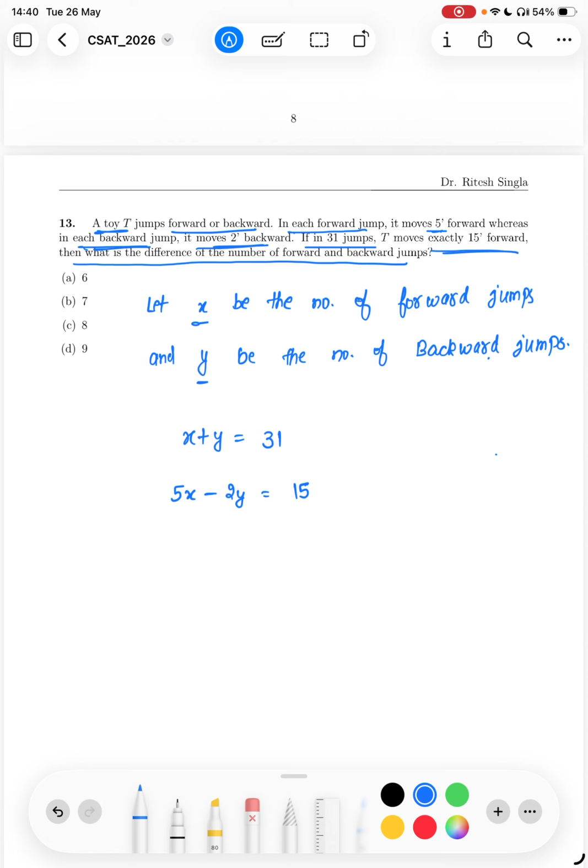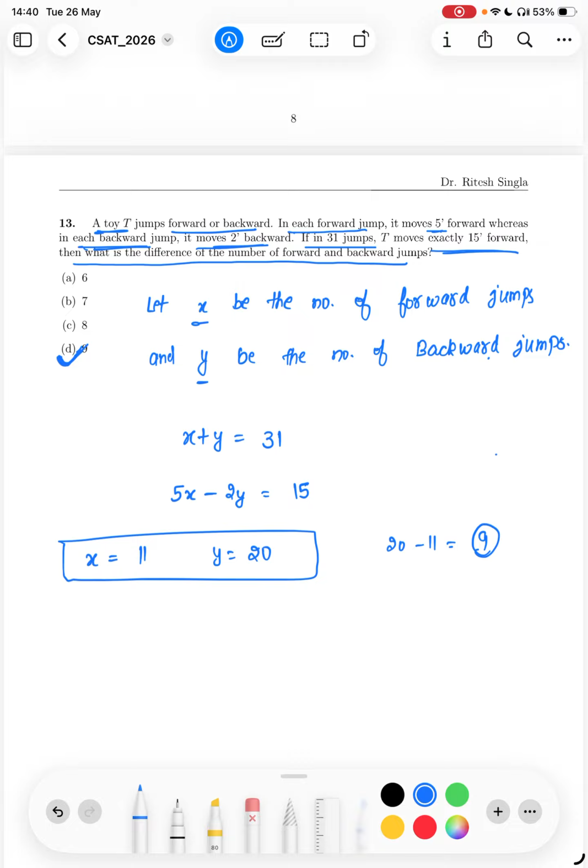Now you have two equations in two variables. You can solve it very easily by elimination, and you will get x equal to 11 and y equal to 20. You can just multiply the first equation by 2, add and subtract, and you will reach this solution. Once you have 11 forward jumps and 20 backward jumps, what is the difference between the numbers? It is 20 minus 11, which is 9. So the difference between the total number of forward and backward jumps is 9. Okay, so option D is the correct solution. Fine.